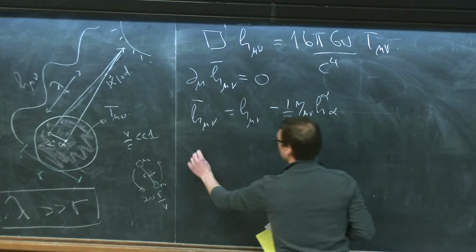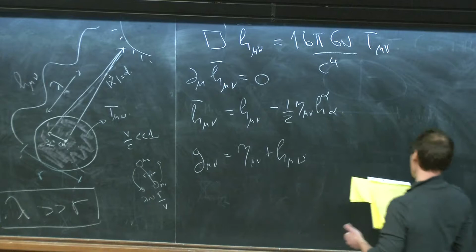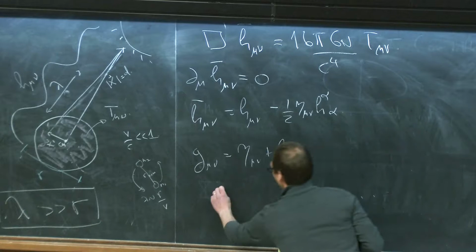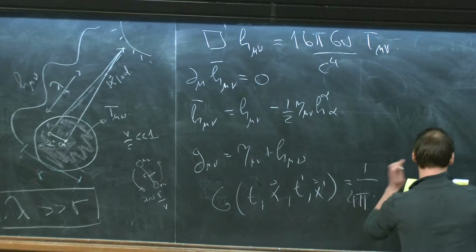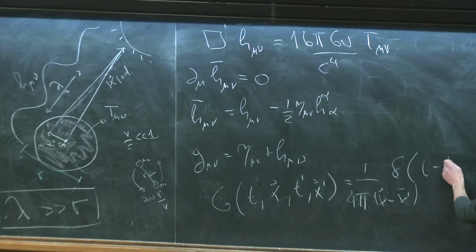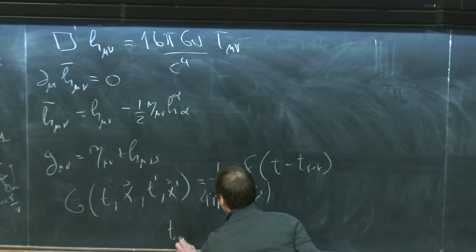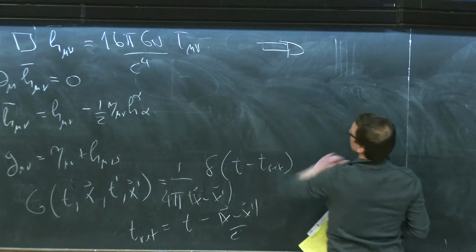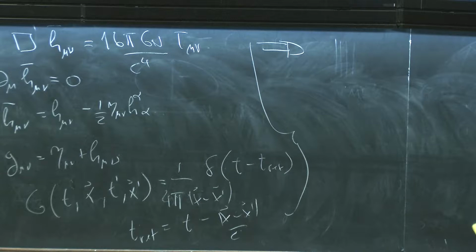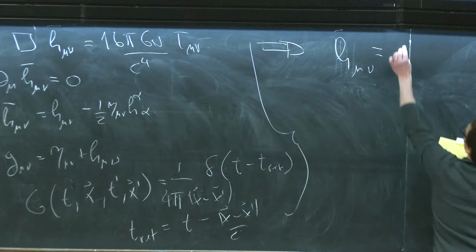And we're doing linearized gravity, so we're using around flat space. Very good. And as you might know, by using the Green function associated with the box, delta T minus the T retarded, and the T retarded, X minus X prime over C. Then from here, we get the solution for H, which is equal to 4 kN.